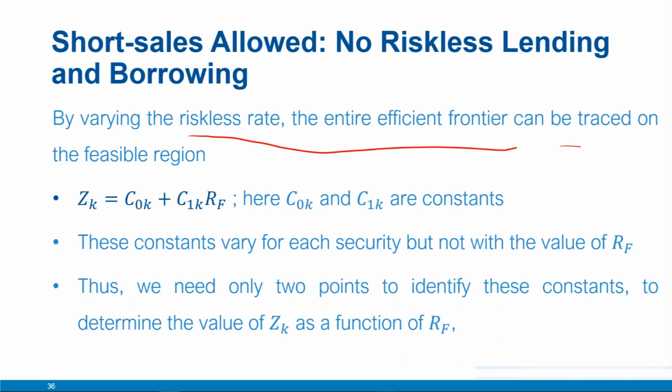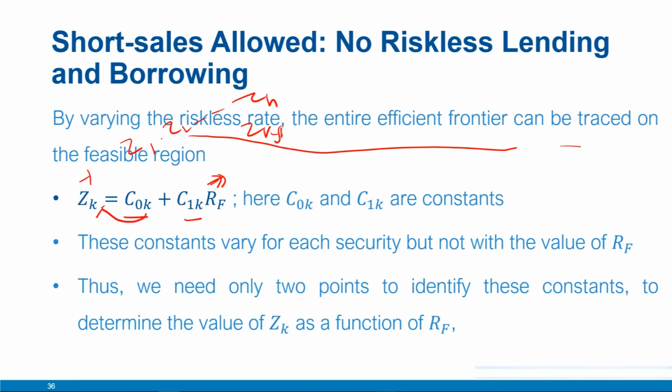This was based on the fact that we could identify the optimum portfolio as a function of RF, that is, the investment proportion of each security, ZK. So if there are n securities, there will be Z1, Z2 and so on up to Zn. Each of these ZKs can be identified as a linear function of RF, where C0K and C1K are constants which vary only with security K.